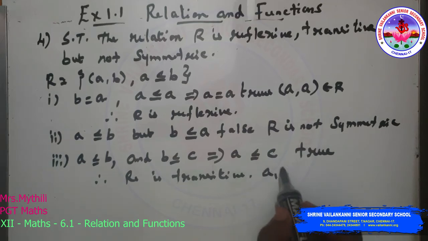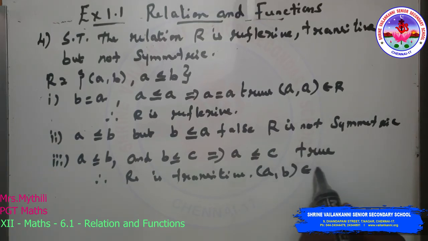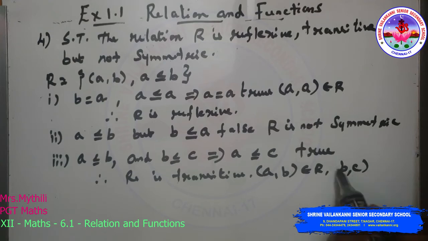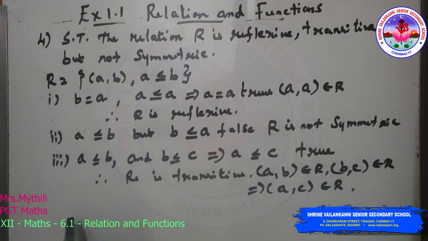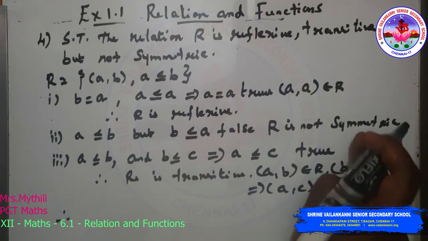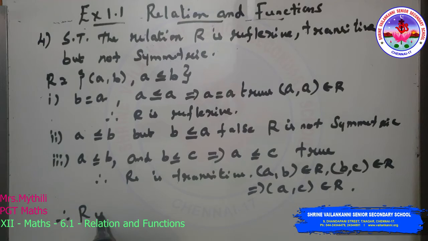So transitive means (a, b) belongs to R, (b, c) belongs to R, which implies that (a, c) belongs to R. Therefore, we have proved R is reflexive and transitive but not symmetric. So R is reflexive, transitive but not symmetric.